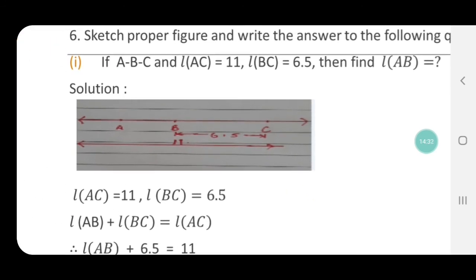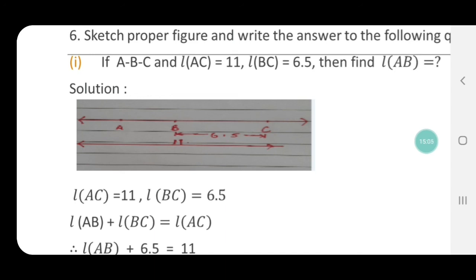What is given? B lies between A and C. AC is equal to 11. Length of BC is equal to 6.5. We are supposed to find length of AB. So here, according to the given condition, B lies between A and C. So draw a line, take point B in between and take A and C, the extreme points over there. Now AC is given to us as 11 and BC is given to us as 6.5.